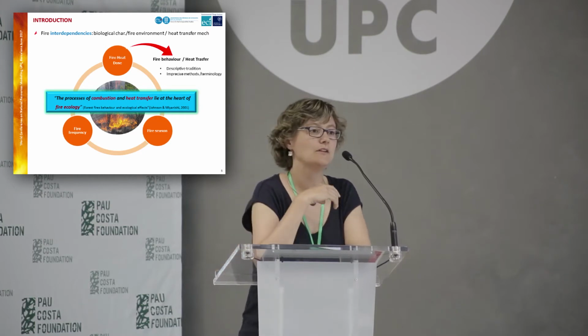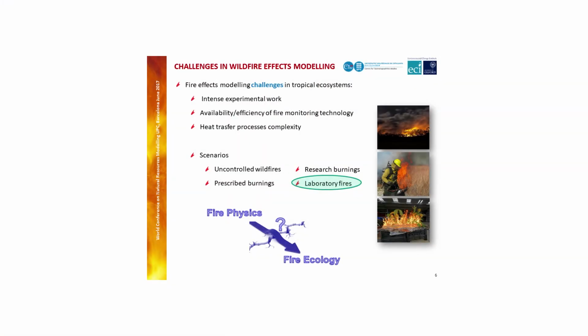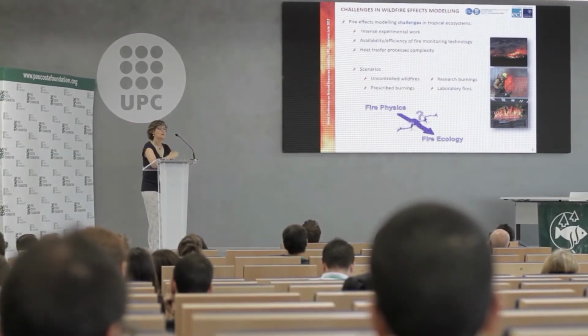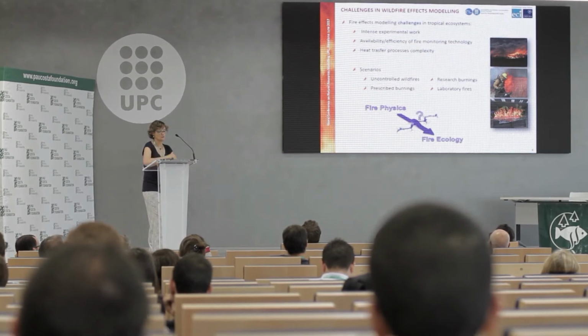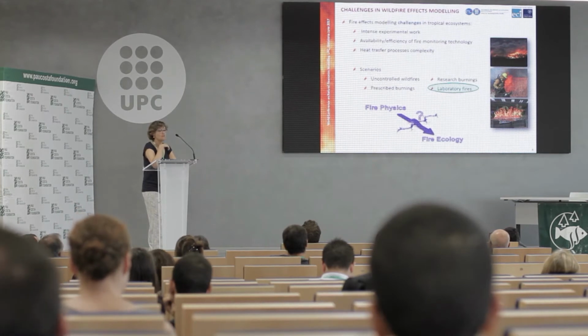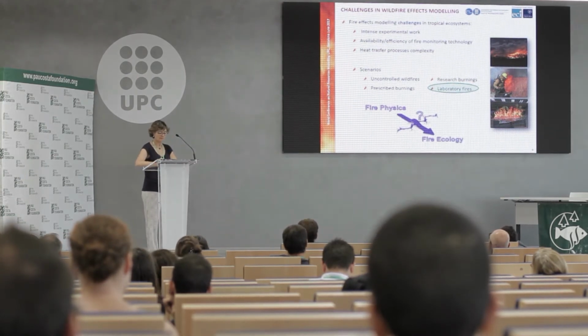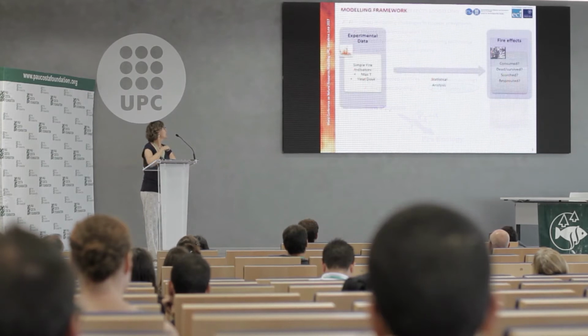But if we have a look at the different fire scenarios in which fire ecologists work, which can be uncontrolled wildfires and also research or prescribed burnings and laboratory fires, we might find some chances, some opportunities to fill the gap between fire physics and fire ecology, that is, between both communities. And this is what we have started to do with the University of Oxford, and we have started working with laboratory fires, because these are the experimental setups with the highest degree of control. So let's have a look at our envisaged modeling framework.